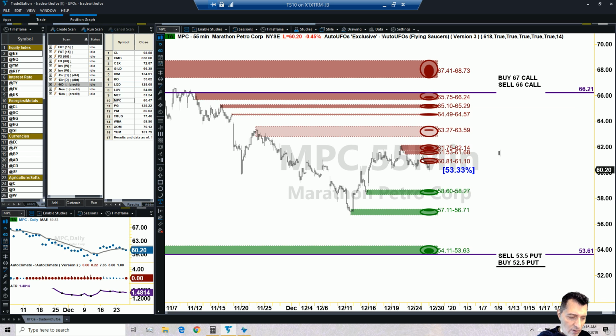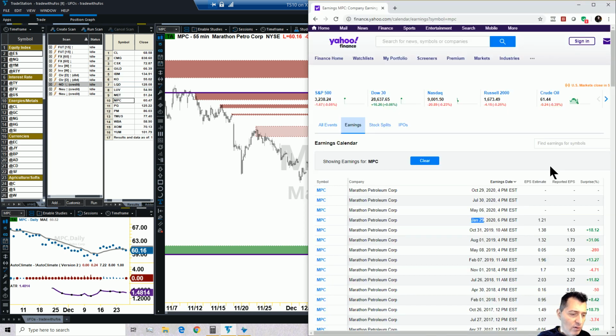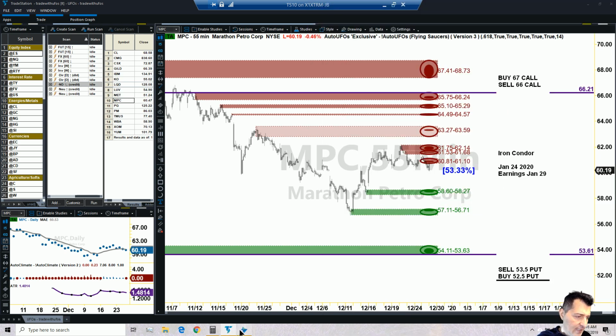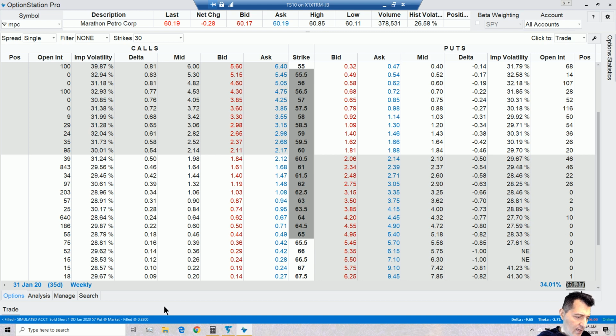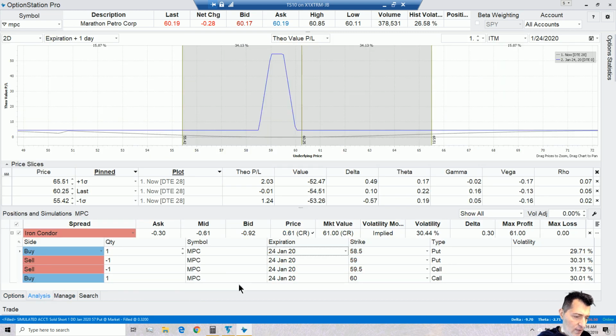Okay, this is an iron condor where we're using Jan 24, 2020 expiration date, where earnings are Jan 29. Earnings Jan 29. Did I say that correctly? Yes. Did I say the date correctly? I believe so. Yes, 24.